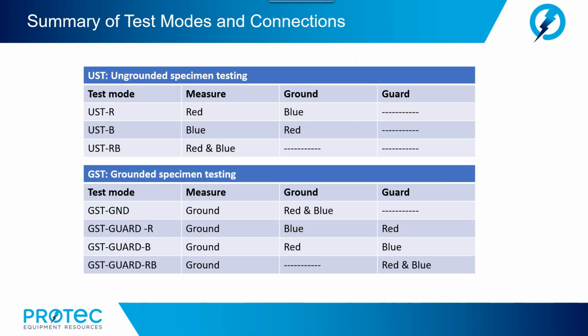Now, here's a summary of the various test modes and the connections that you would have associated with power factor or dissipation factor testing. Here we show the various UST, ungrounded specimen tests, as well as the GST, the grounded specimen tests, and the various lead configurations.